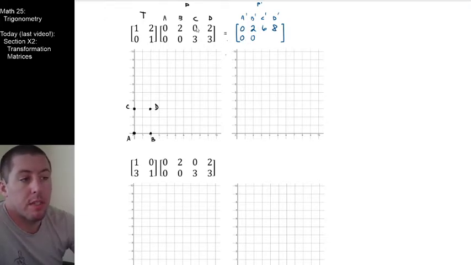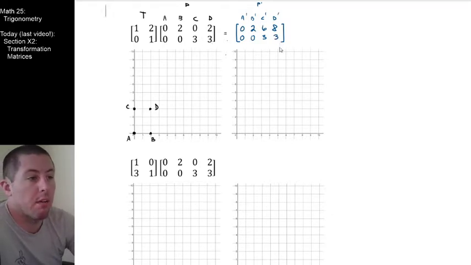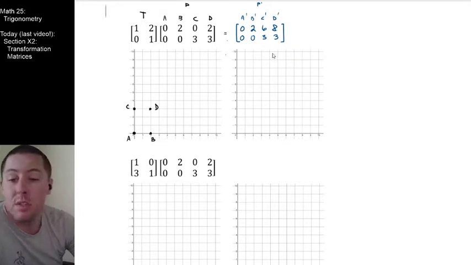0 times 0 is 0. 1 times 3 is 3. So we're going to get 3 for the y coordinate of C prime. And 0 times 2 and 1 times 3 is going to give us 3 for the y coordinate of the D prime point. So let's go ahead and plot these all and see what they look like now.